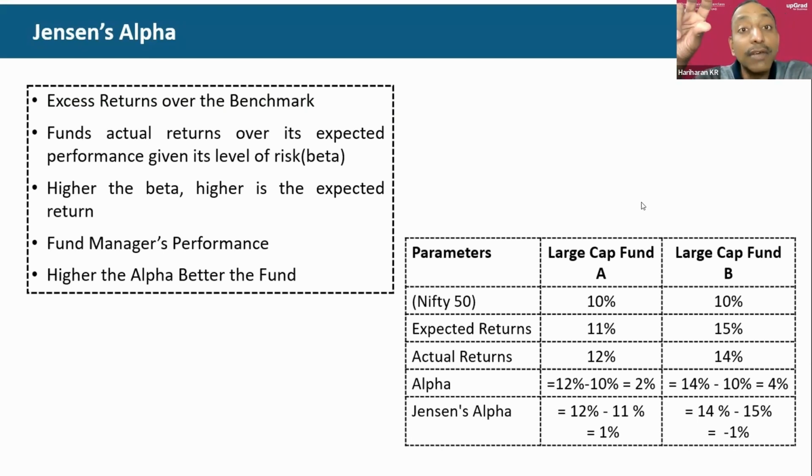Fund A is supposed to deliver 11%. What A has actually delivered is 12. What B has delivered is actually 14. So now you see, the moment you apply the concept of Jensen's alpha, the expected return, your decision will change. Because now when you compare actual versus expected, fund A has still given you 1% alpha, whereas fund B has given you -1. Because it was supposed to deliver 15, it has delivered 14.